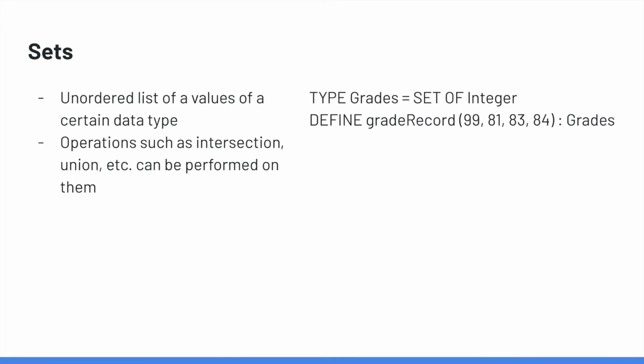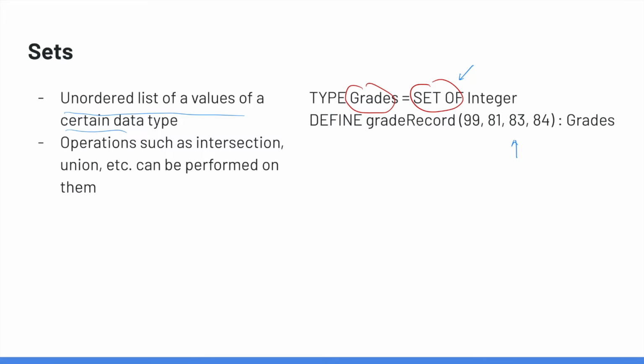So that about covers it for records. Now let's take a look at sets. So sets, again, are very rarely used. So basically, it's an unordered list of values of a certain data type. And also, every value in a set is going to be unique. So we're not really going to have any repeats. And this is how you define a set. Basically, say type, you have your variable name right here, and then you say set of integer.